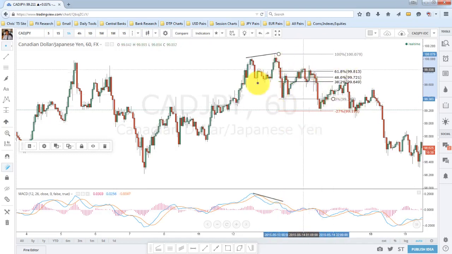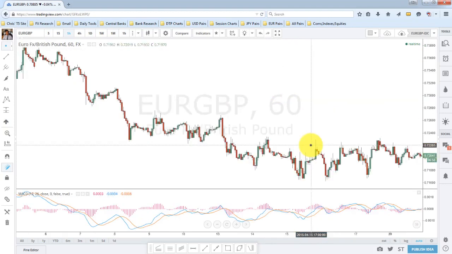So this right here is literally a perfect MACD divergence setup. And this is what we call the simple objective divergence strategy. And this is the same exact pattern we're going to look for. Here's another example of divergence.